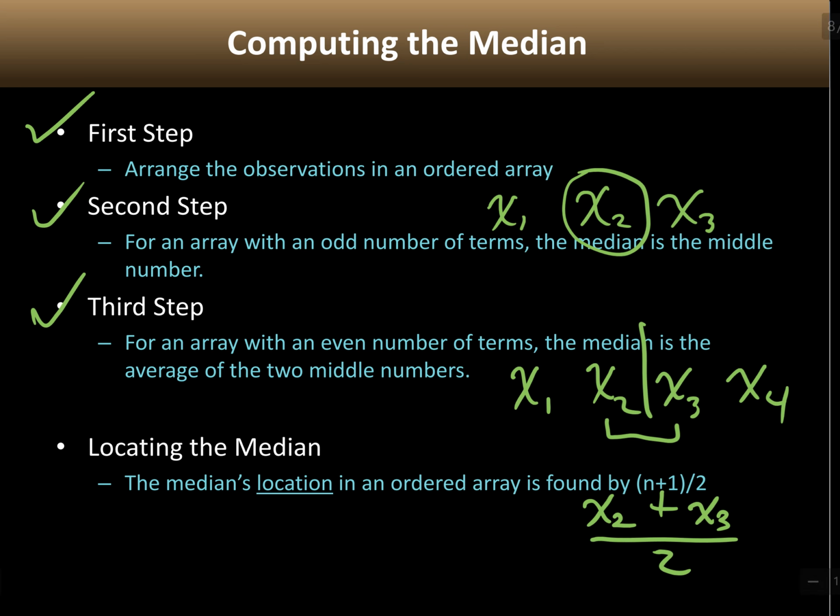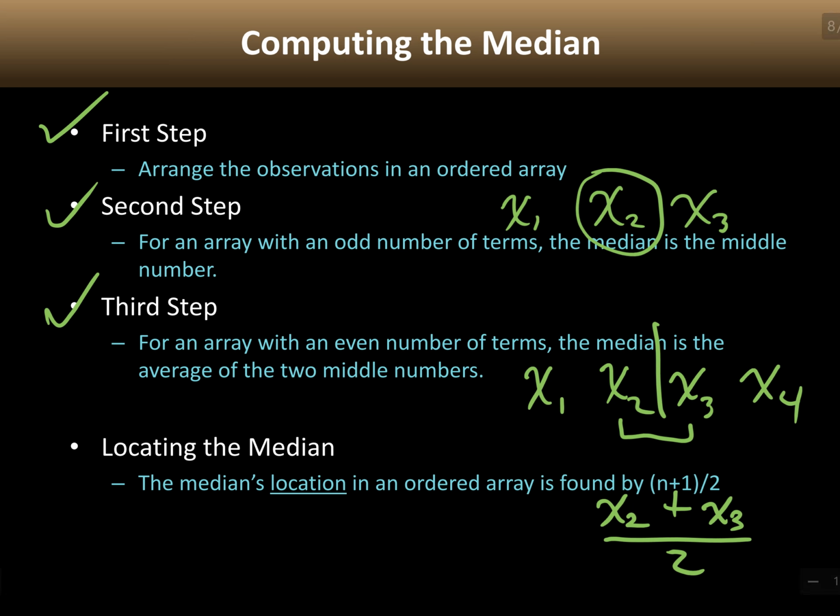So moving on, oh, there's a little formula here. n plus 1 divided by 2. It will give you the location in an ordered array if you want to use that. You don't have to use that formula, but it can be helpful if you have a larger data set.